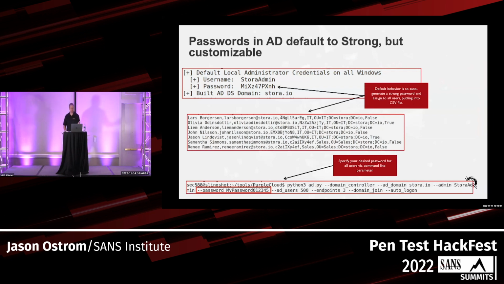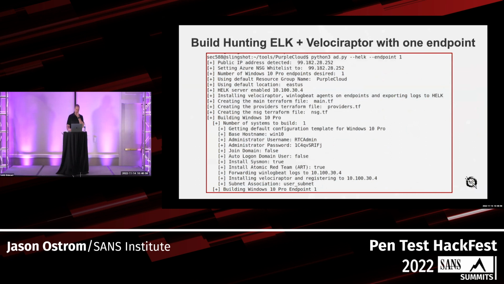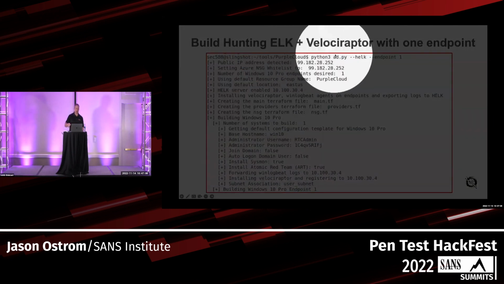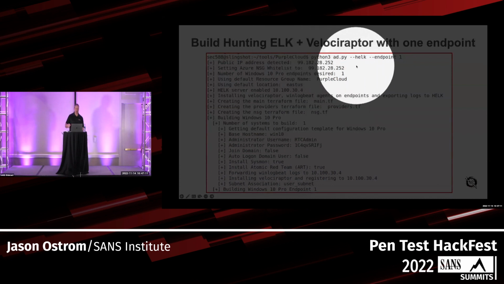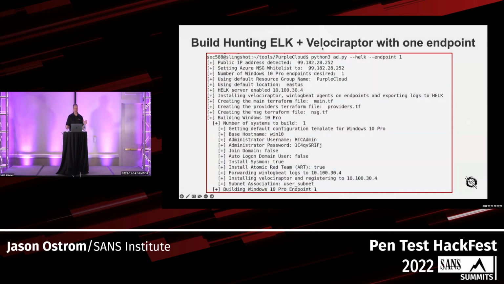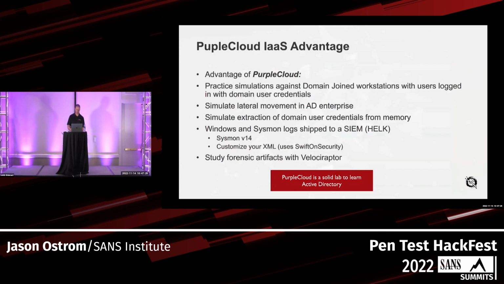The passwords default to strong, but you can set your own password if you want. But by default, it's going to auto-generate a strong password. And then finally, it uses hunting elk as a SIM, and it instruments Velociraptor. So if you want to just do a single host detection engineering lab, you can spin up 1 endpoint with hunting elk and not do the domain join. And that's going to get you kind of what detection lab does. So there's a lot of flexibility in this. You can use it for different use cases.